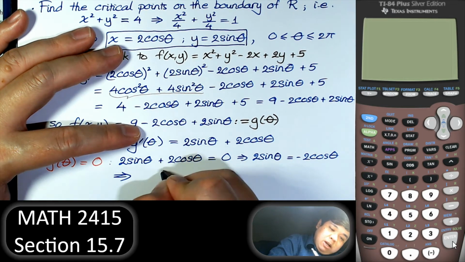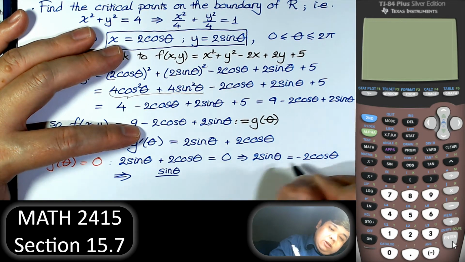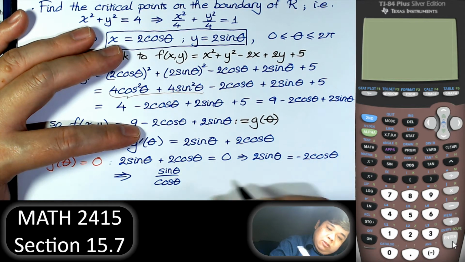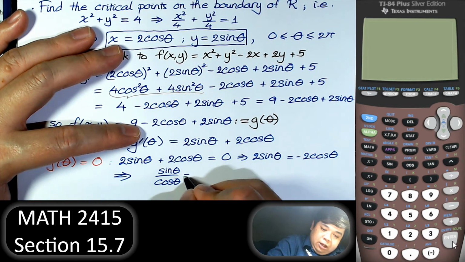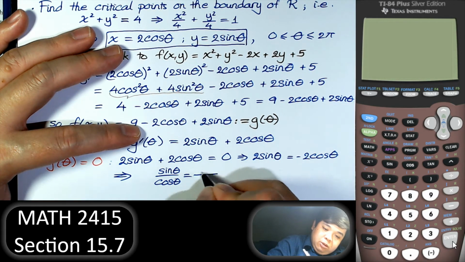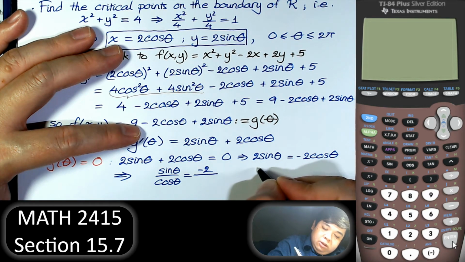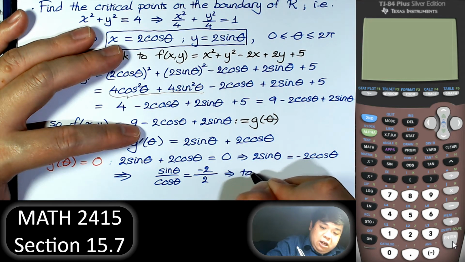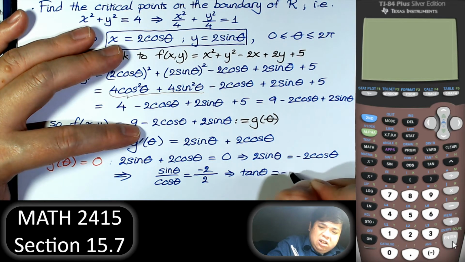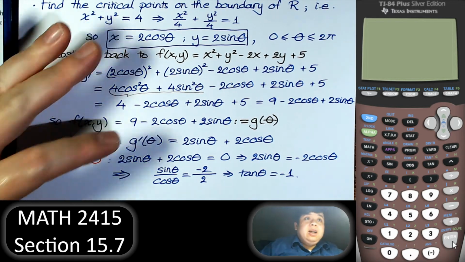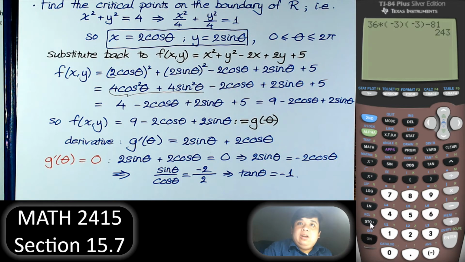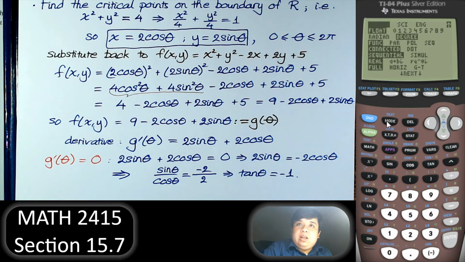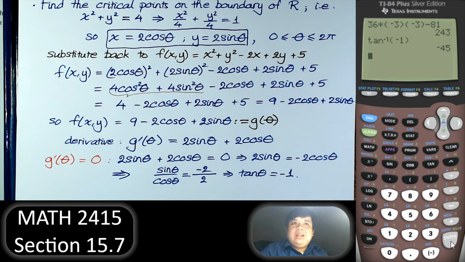So we have sine divided by cosine equal to negative 2 divided by 2, meaning that we have tangent of theta equal to negative 1. I think we did something like this in the previous section. Alright, what is tangent inverse of negative 1? Keep that in degree mode, that's good. Tangent inverse of negative 1. Right, negative 45 degrees.